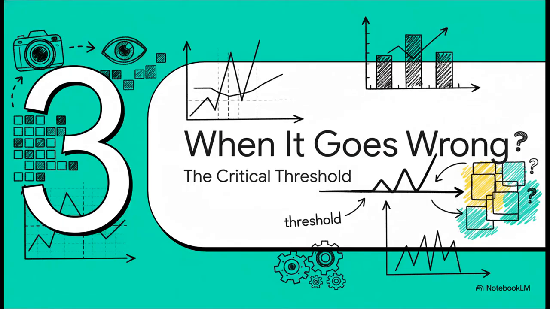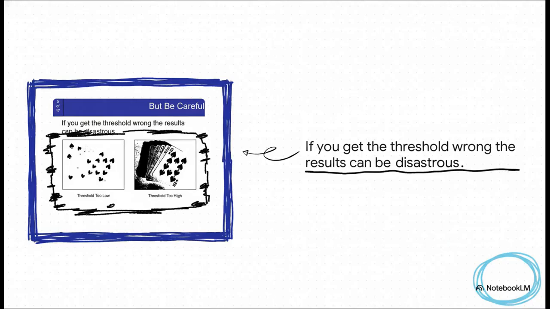Because as powerful as this simple idea is, it has one major weakness. And it's that picking the right value for T is everything. Just look at what happens when we get it wrong. If we set that threshold too low, parts of our symbols just vanish into the white background. But if we set it too high, we start picking up all this junk, shadows, parts of the card itself, all sorts of noise that makes the final image completely useless.